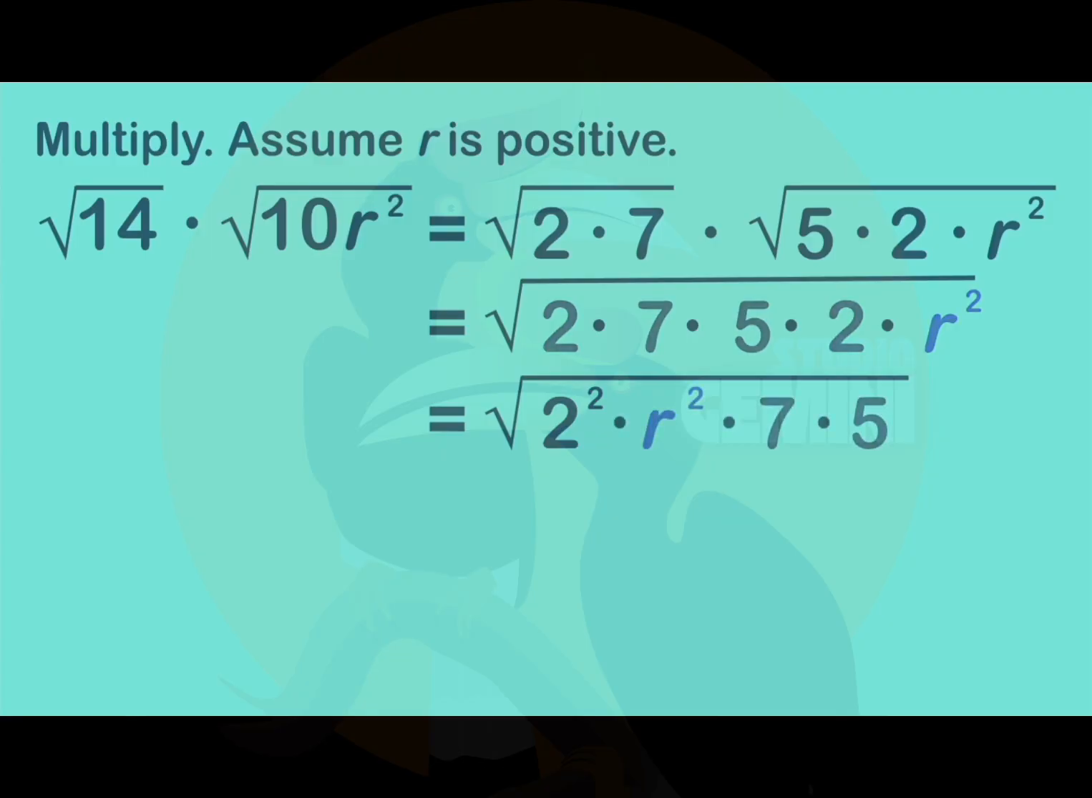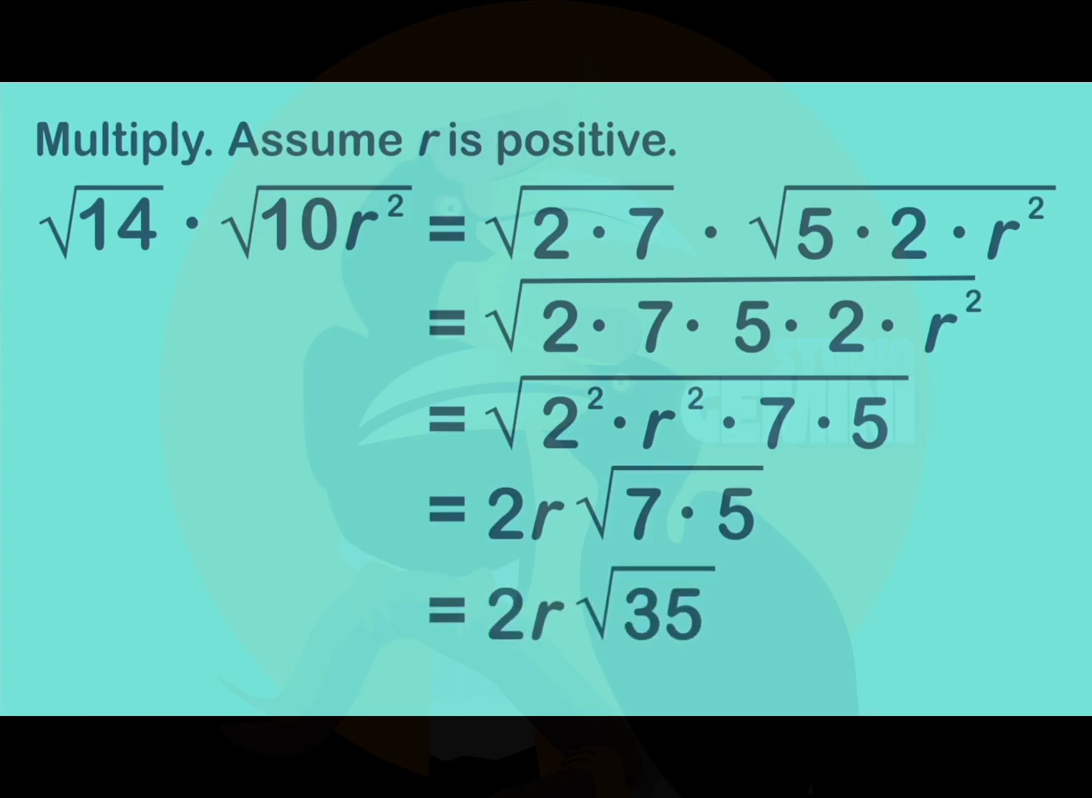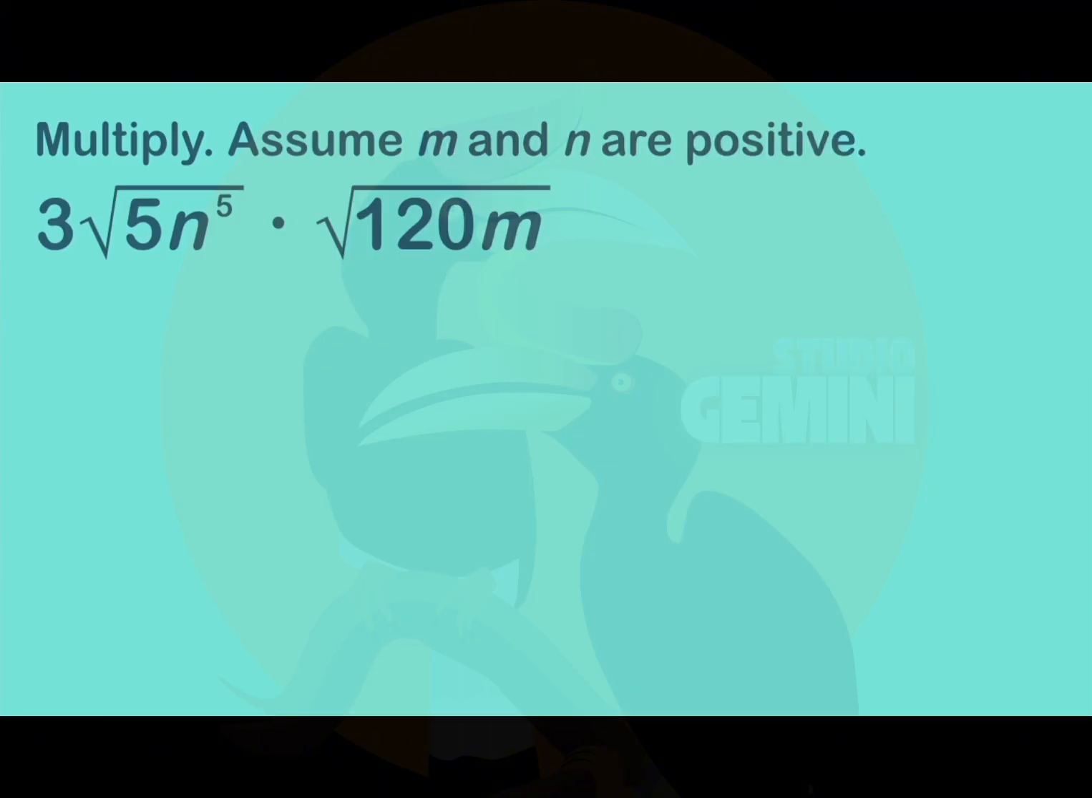The square root of 2 squared is 2, and the square root of r squared is r. So we move these two factors outside of the square root. Finally, 7 times 5 is 35. So the simplified expression is 2r times the square root of 35. Let's look at one last problem.